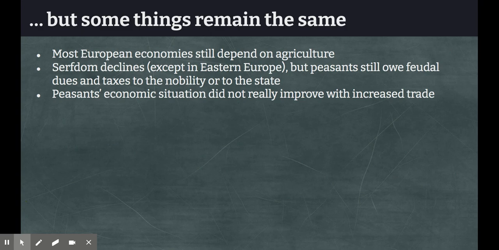Now, that's not to say that everything changes, though. A lot of things really do remain the same. Even though the economy is starting to shift towards business and commerce, it's still mostly dependent on agriculture. As we mentioned, serfdom as an institution is on the decline. But even though serfs aren't necessarily legally tied to the land anymore, a lot of peasants still owe money to their landlords. They owe money to the state. So things aren't really changing all that much for them.